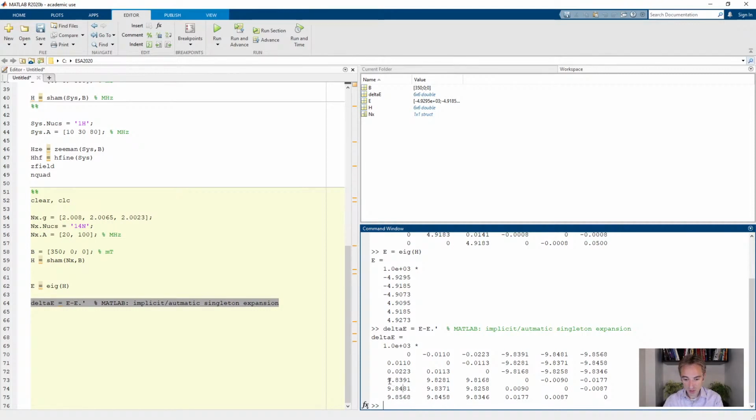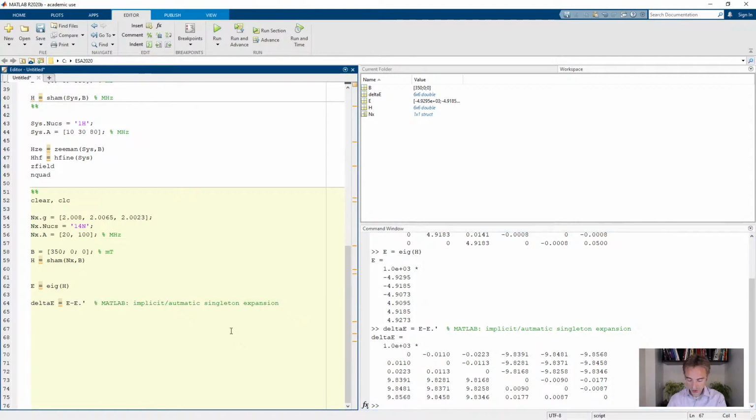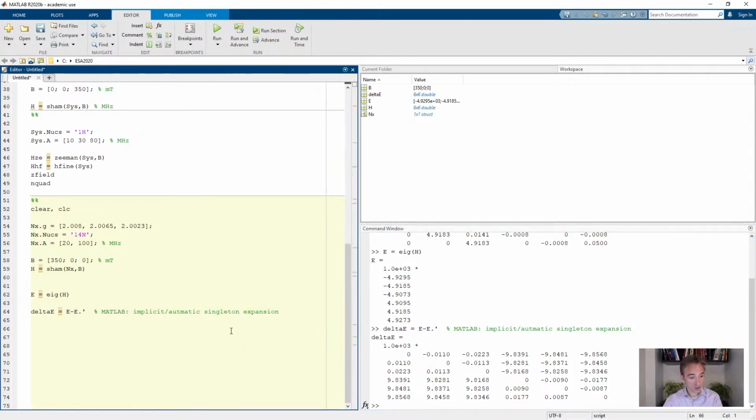The EPR frequencies are here, 9.8 something. And you can also see in the bottom right quadrant frequencies in the range of 11 to 22 megahertz. And these are the NMR transitions, which are also possible in this spin system.